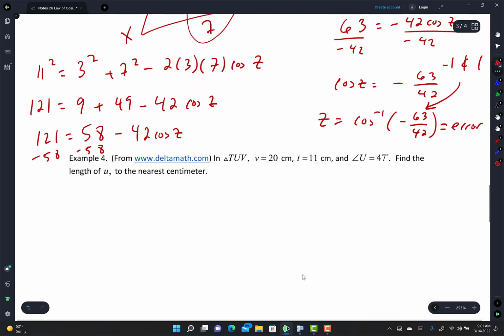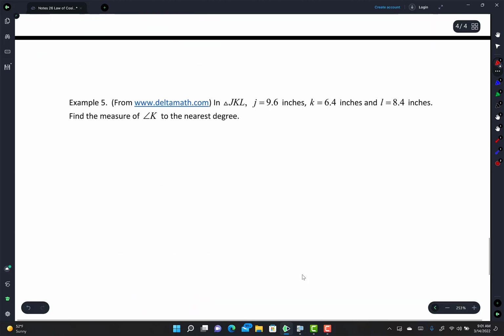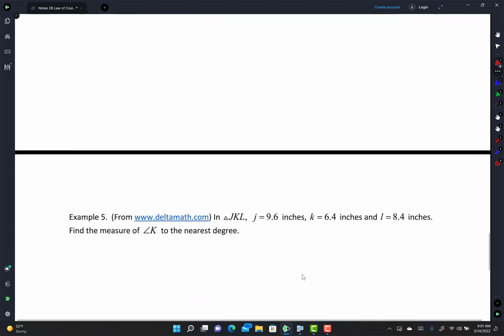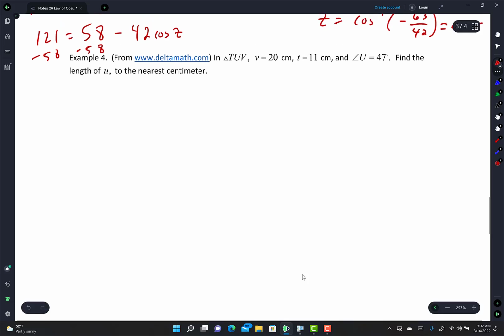Okay. All right, and so now let's just do some problems that Delta Math has. I put 2 of them in here. So let's just do these 2, and then we'll set you guys loose. Cool? So it says, in triangle TUV, little v is 20, little t is 11, angle U is 47. Find length of u. So not to scale.